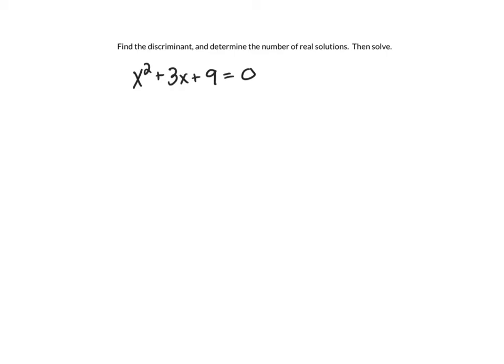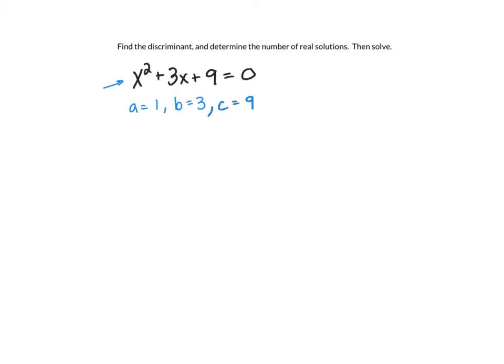So the first thing I'm going to do is make sure everything's on the left-hand side. So we have x squared plus 3x plus 9 is equal to 0. I want my quadratic to be equal to 0. Now that I've checked to make sure we have everything on the left set equal to 0, I'm going to state a, b, and c. So a is equal to 1 because that's the coefficient on the x squared. b is equal to 3 because that's the coefficient of the x. And c is equal to 9.